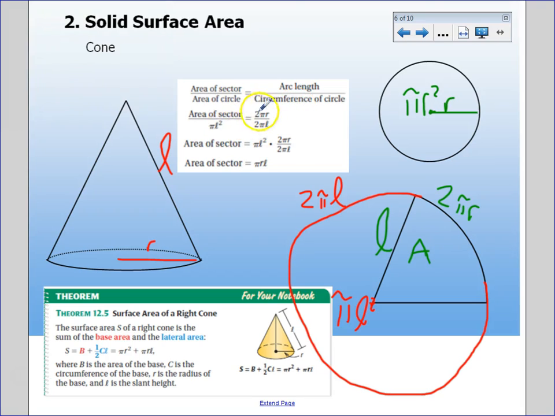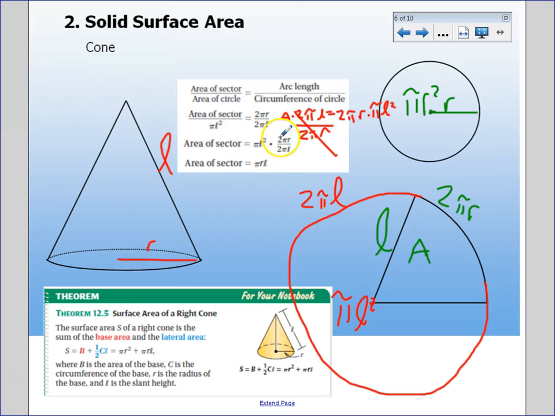So we would do cross products. Area of sector, I'll just abbreviate that, times 2 pi L equals 2 pi R times pi L squared. And then we divide both sides by 2 pi L. So that's what we have in the next line there. That's how we get to this part.